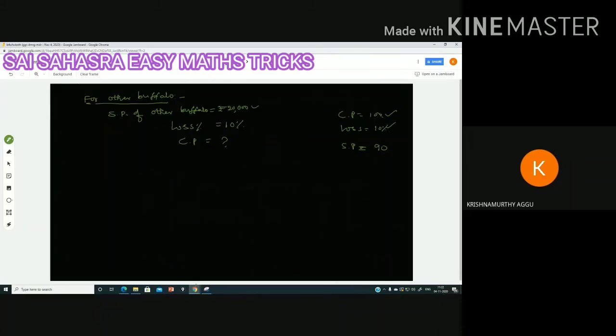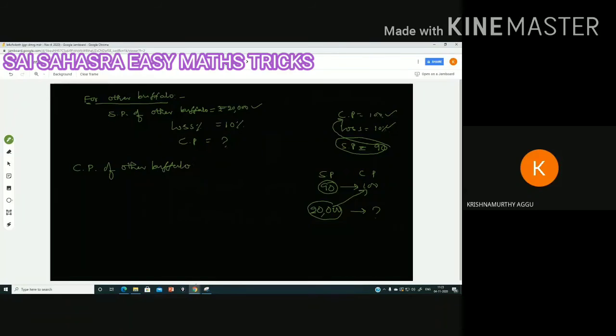So here the selling price is 20,000. Then what is the cost price? If the selling price is 90 rupees, the cost price is 100 because of 10 percent loss. On the cost price, 10 percent loss will be 90. If the selling price is 20,000, then what is the cost price? A simple technique as per the unitary method: this into this divided by this. So that is how we can get the cost price of the other buffalo.